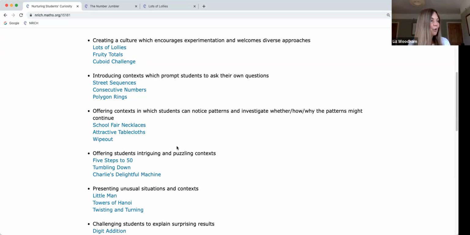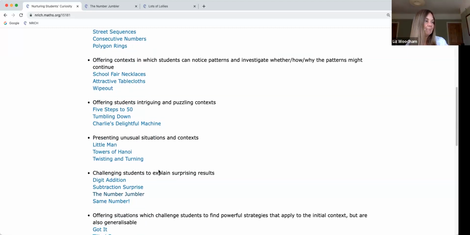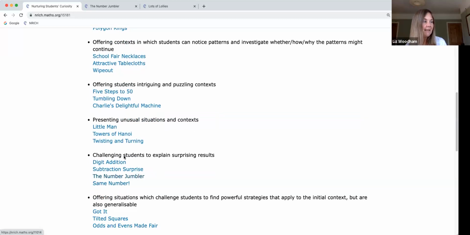So Charlie, you mentioned the number jumbler, which you've kicked off with. As you say, it hooks us in by giving us that element of surprise. Oh, I wasn't expecting that. Wow. And if we look down these bullet points, you'll see that number jumbler comes here. And this category is exactly that. We're offering a surprise, but then challenging students to explain what is happening. Why has that surprising result come about?